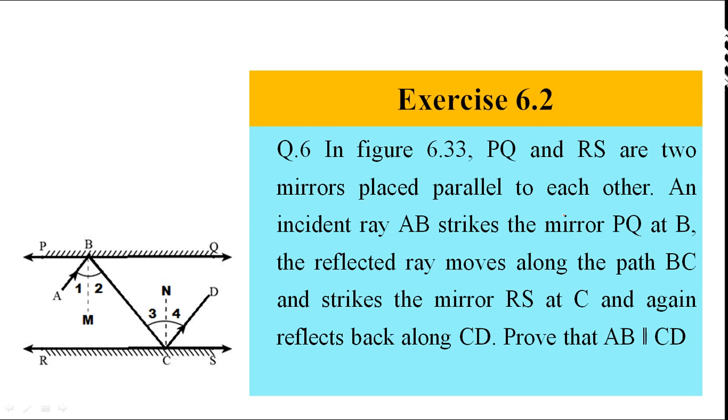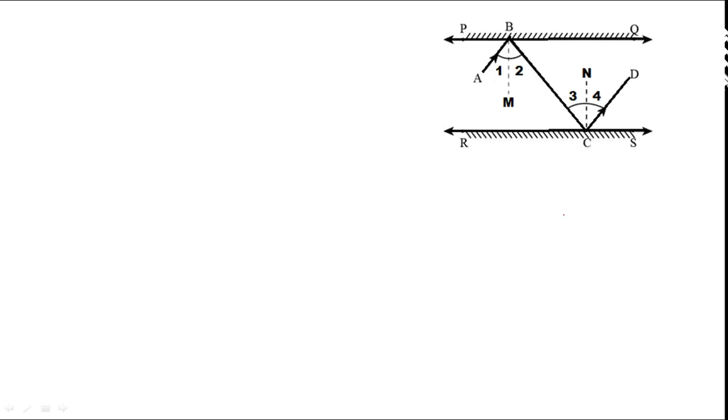In figure 6.33, you can see PQ and RS are two mirrors placed parallel to each other. An incident ray AB, you can see in the diagram, strikes the mirror PQ at B. The reflected ray moves along the path BC and strikes the mirror RS at C, and again reflects back along CD. Prove that AB is parallel to CD. So for that, we want to prove AB is parallel to CD.